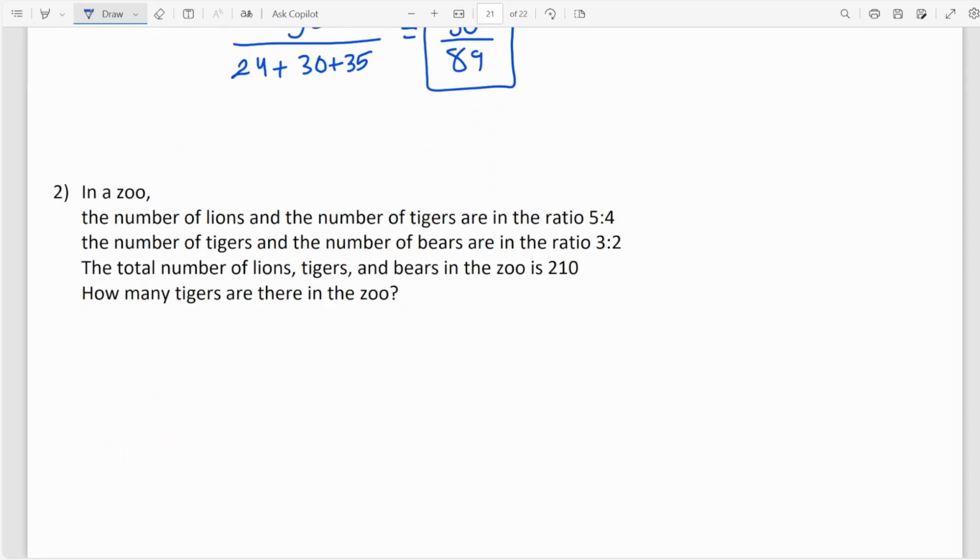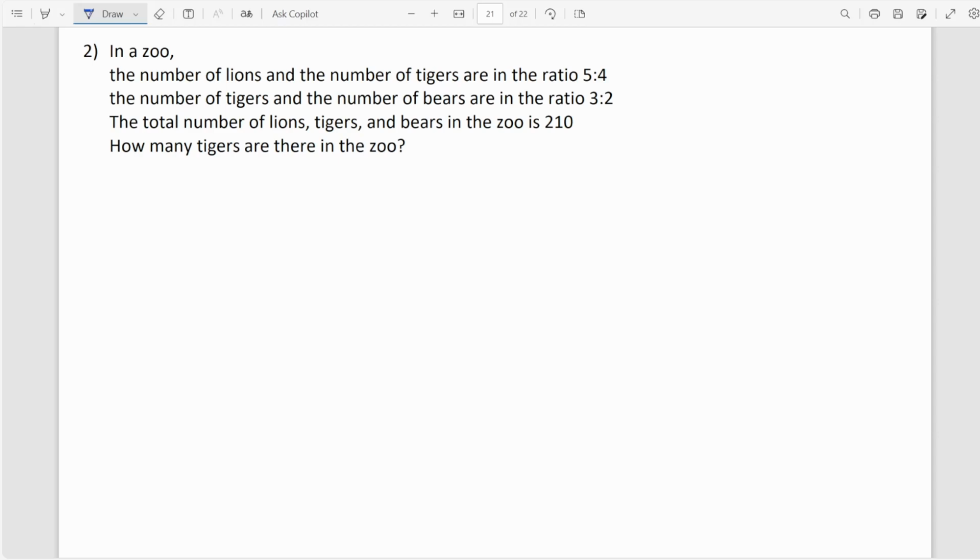Okay. Moving on to question 2. In a zoo, the number of lions and the number of tigers are in the ratio 5:4. So tigers and lions, the ratio is 5:4. The number of tigers and the number of bears are in the ratio 3:2. So tigers and bears, we have the ratio 3 and 2. The total number of lions, tigers, and bears is 210. Okay, so this is the total. How many tigers are in the zoo?